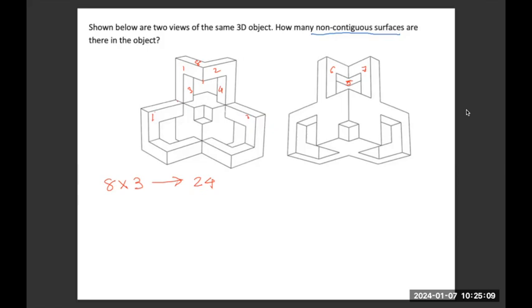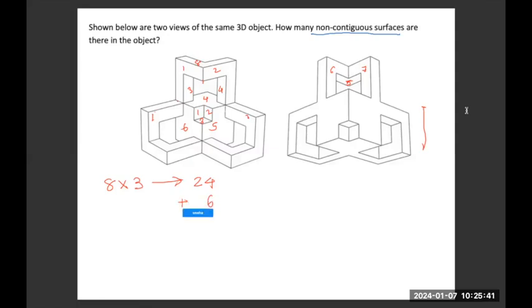So I will now count the middle part. Let me not write a double figure. So I'll say again 1, 2, 3, 4, 5, 6. Plus 6. I'm still yet to count the surfaces in this part. 6.